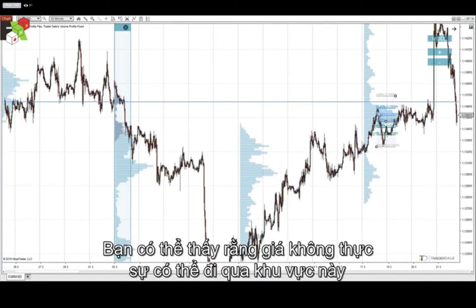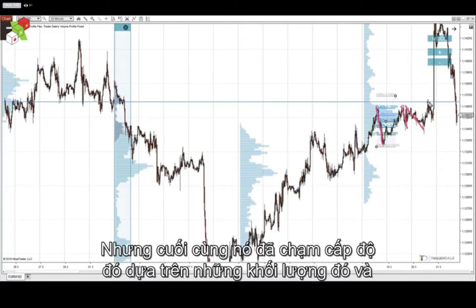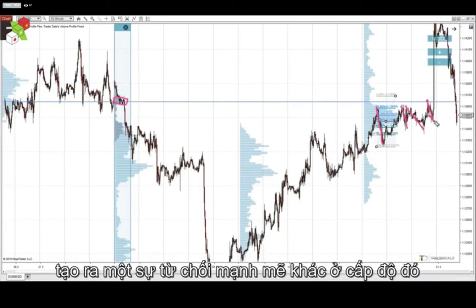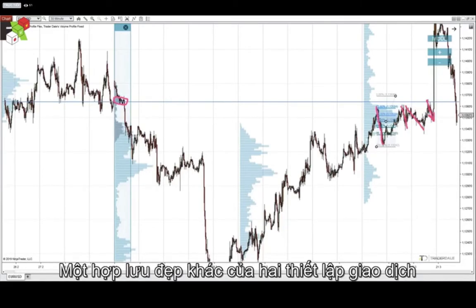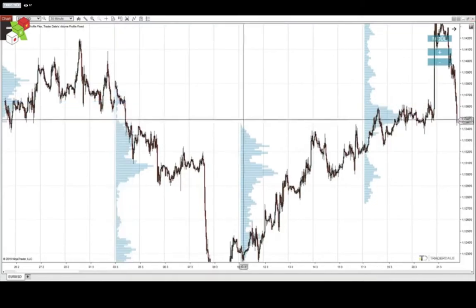You can see that the price is not really able to go past this zone when it finally touches the level based on those volumes and makes another strong rejection of the level. Another nice confluence of 2 trading setups.